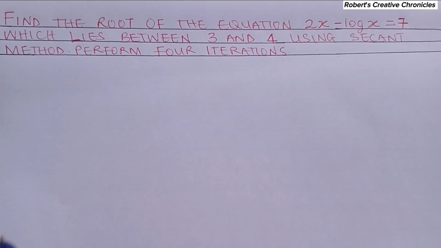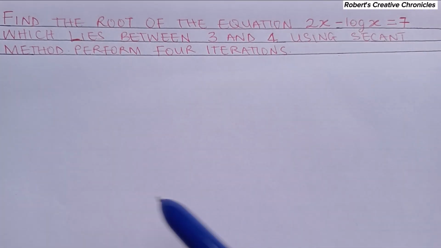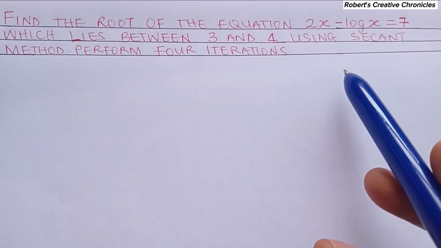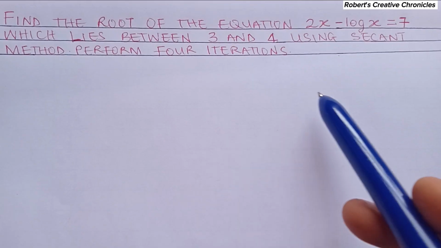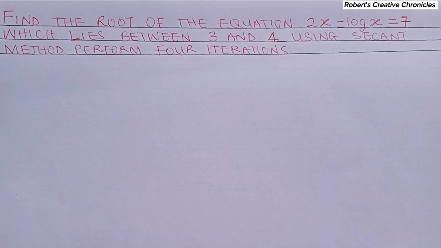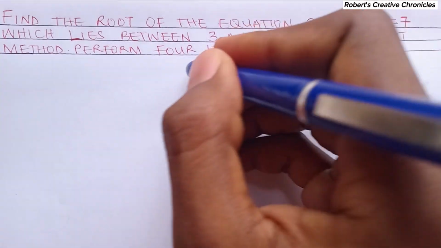So today, we'll be solving this question which states: find the root of the equation 2x minus log x is equal to 7, which lies between 3 and 4 using the secant method. Perform 4 iterations. So, solution.